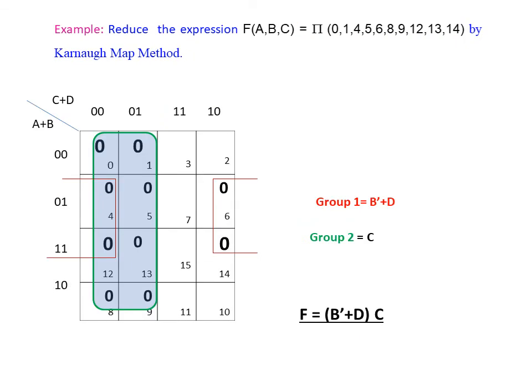In this example, POS form is given, so we are placing zeros in the respective cells. Then we started grouping. Here 8 zeros or 8 cells are grouped and these 2 zeros are grouped with these 2 zeros to make 4 cells grouping. So for this one, the common is C, and this one the common is B bar plus D.